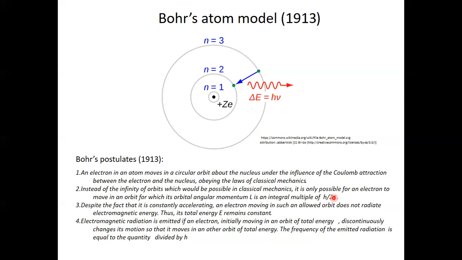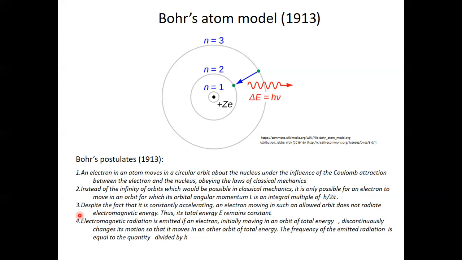So it could only emit radiation if it jumps from a higher orbit to a lower orbit, and it could absorb electromagnetic radiation when it jumps from a lower orbit to a higher orbit. And this would explain the quantization of the absorption and the emission spectrum. So this is basically stated here in postulate 4. All right. So now this is the qualitative picture.